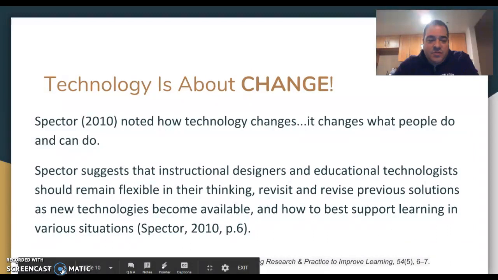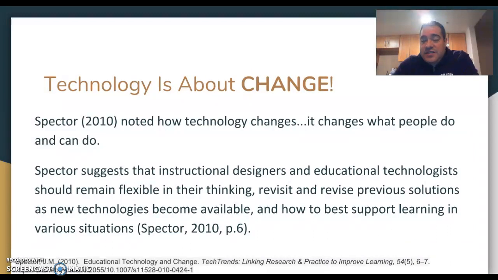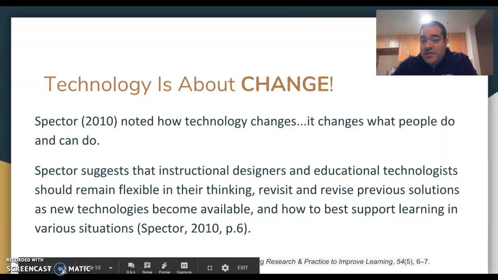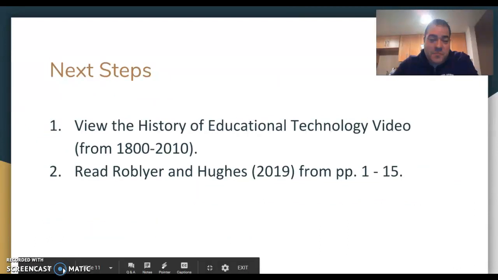So I'm not going to go through this entire definition here, but when it comes to technology, technology is always changing. It's about change. And it's important for us, as noted by Spector, that we need to also change. We need to revisit and rethink ideas and solutions, because maybe we thought of ideas that didn't work today, but maybe with some advancements in certain technologies, we now have the ability to take our learning to entirely new directions. And part of that is by revisiting what we've done in the past and being flexible, because again, technology is always changing. Therefore, we as educators, we as educational technologists must also change and be flexible as well.